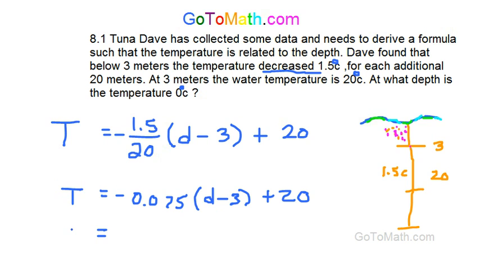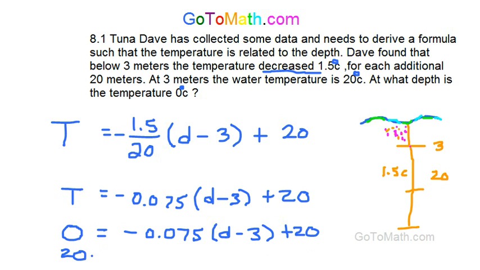Let's go ahead now. We said, at what depth, this is what we're trying to find. At what depth is the temperature 0 degrees Celsius? So we're going to let the temperature be 0, and then what we're going to do is solve for D here. Solve for D. So let's bring that 20 over. We'll divide by, and by the way, that'd be negative here, we divide by the negative 0.075, and that's going to give us D minus 3.